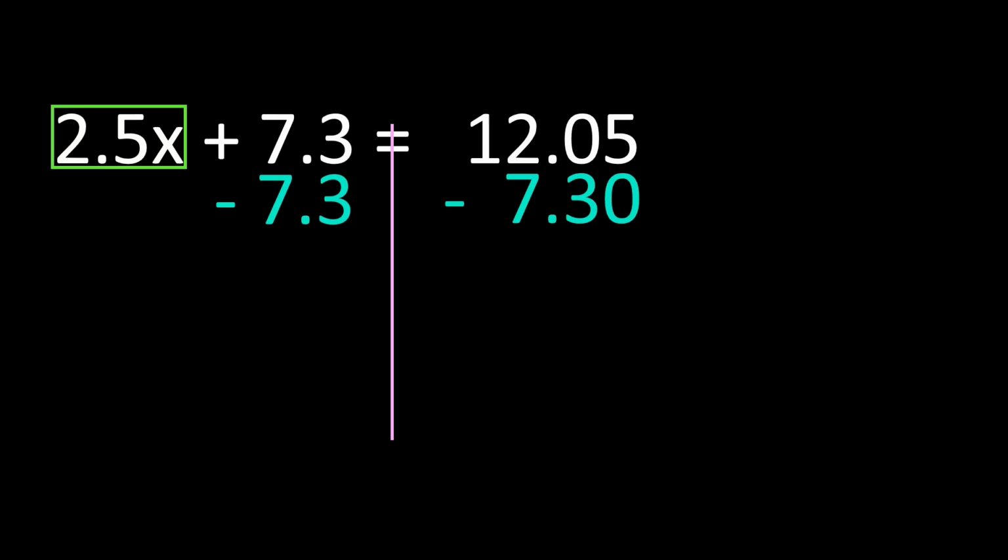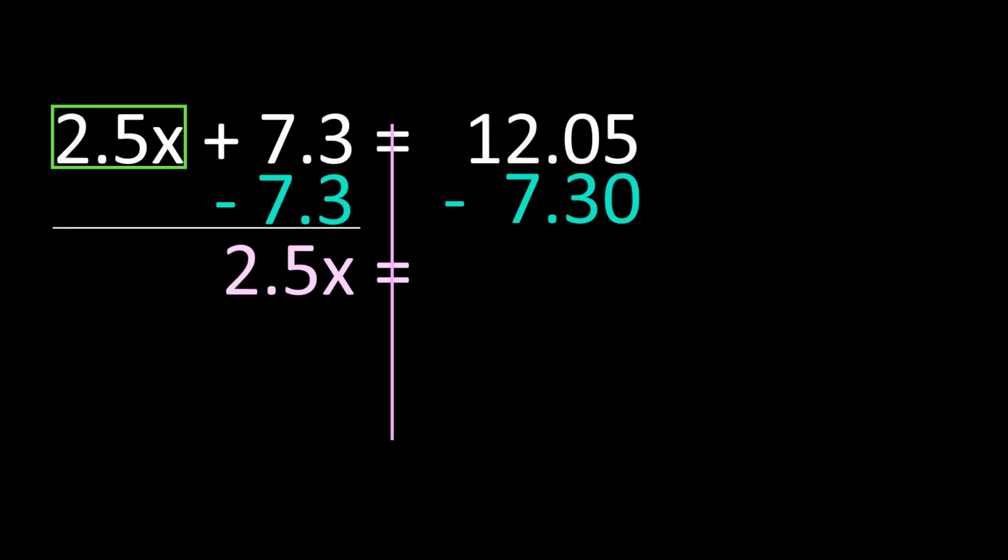We're going to start on the left-hand side, the 2 and 5 tenths x. We didn't add or subtract anything to it. There's nothing else with the variable. So our 2 and 5 tenths x is still there. It's still 2 and 5 tenths x. Then our 7 and 3 tenths minus 7 and 3 tenths is 0. And I know that 2 and 5 tenths x plus 0 is just 2 and 5 tenths x. That's what I'm going to have on the left side of my equation.